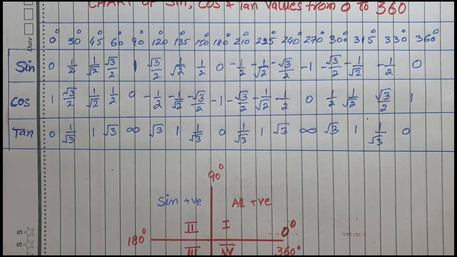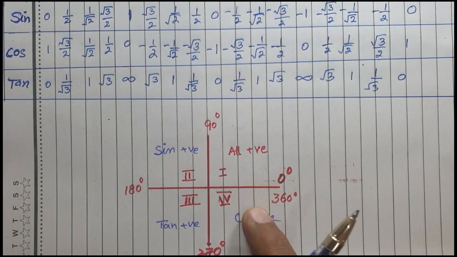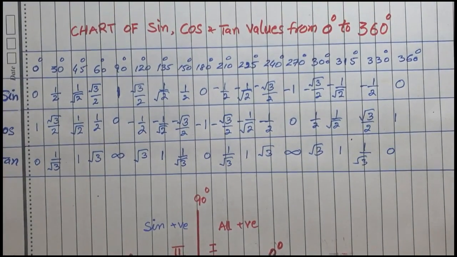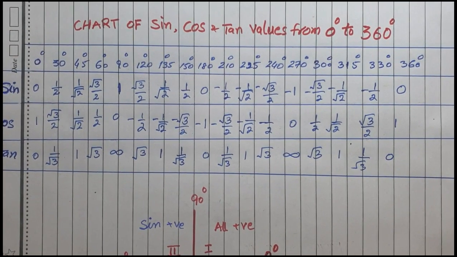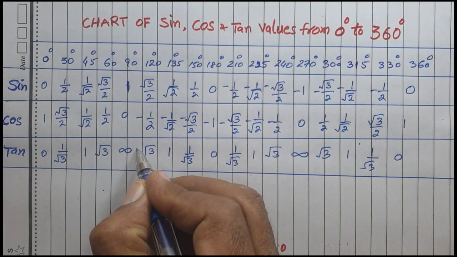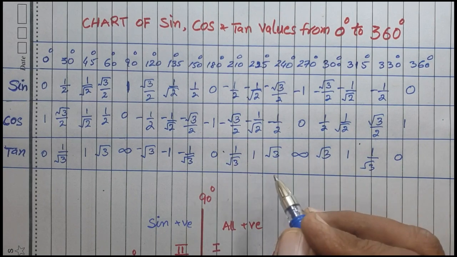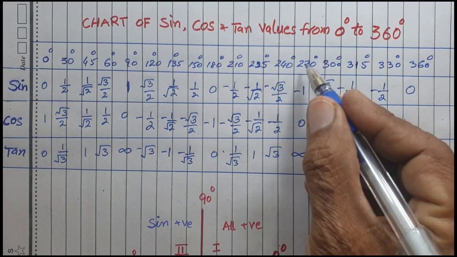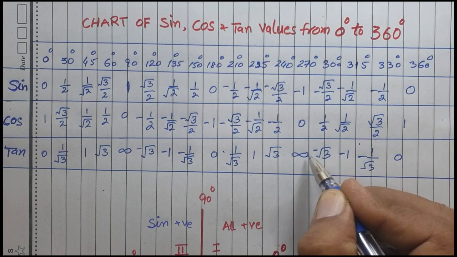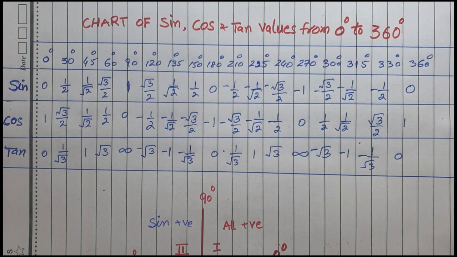For tan, it will be negative in the second and fourth quadrant. In the first, all are positive. Tan, okay, second is here, second and third, and fourth is here after 270. Okay, you have completed the chart in this way.